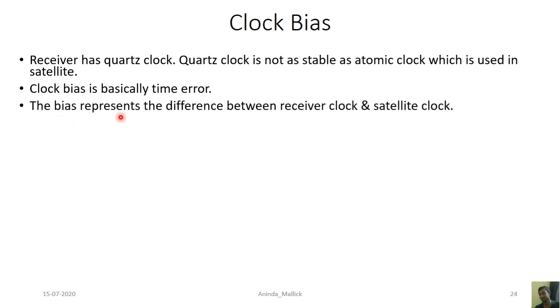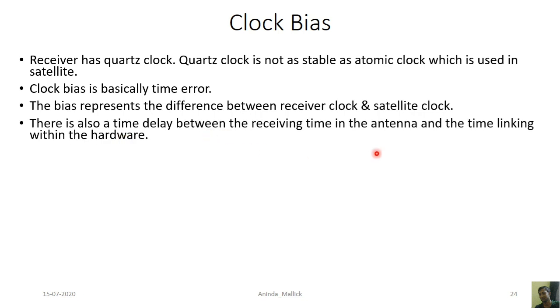This bias is the difference between the receiver clock and the satellite clock. Even though this error may be in the millisecond range, it will give you a large error in position, because distance equals velocity times time. The velocity of the radio signal is the same as the velocity of light. So it will give a large position error even though the time error is in the millisecond or nanosecond range. So it is a big factor.